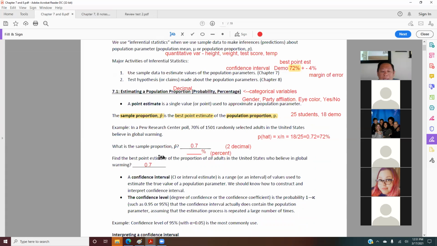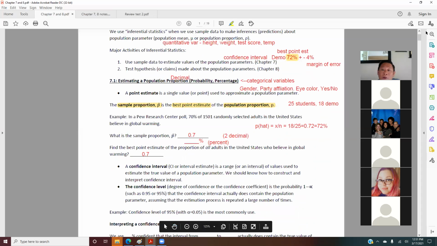Once you get into a confidence interval, a confidence interval is usually given to us like this: 72% plus minus 4%. It's a range of values used to estimate the true value of a population parameter. Again, there are keywords for this case. The keyword here is the true value of the population parameter.